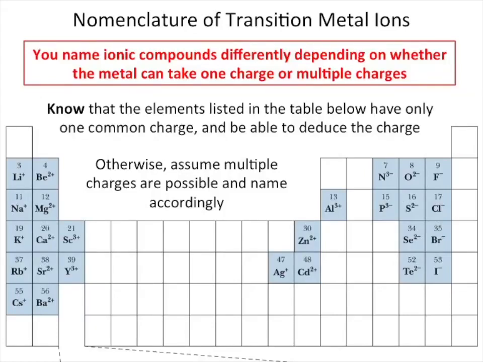Hello, a short video here to talk about the nomenclature of transition metal ions. So when we last left off, we pointed out that you name ionic compounds differently depending on whether the metal can take one charge or multiple charges. And in this class, the elements shown in the periodic table below are the ones that you need to know can only take one charge. Otherwise, assume that the metal can take multiple charges and name accordingly.